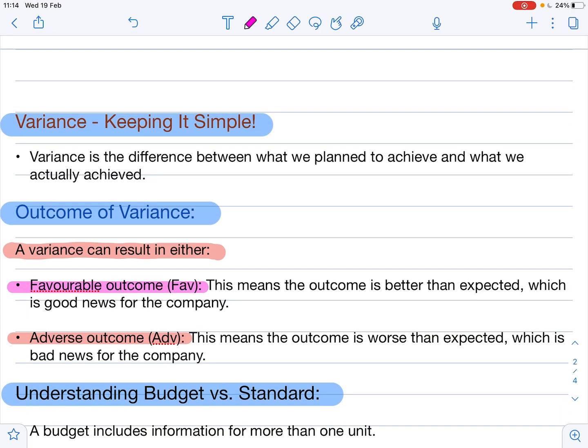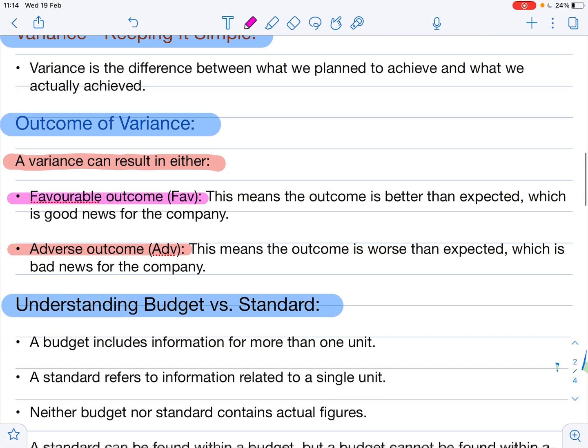So, keeping it nice and simple, variance, I have defined here that variance is the difference between what we planned or what we budgeted to achieve and what we have actually achieved. Okay, now the other thing you need to know is that when you have your variance, the difference between what you have planned to achieve and what you have actually achieved, that variance is going to be the outcome of the exercise.